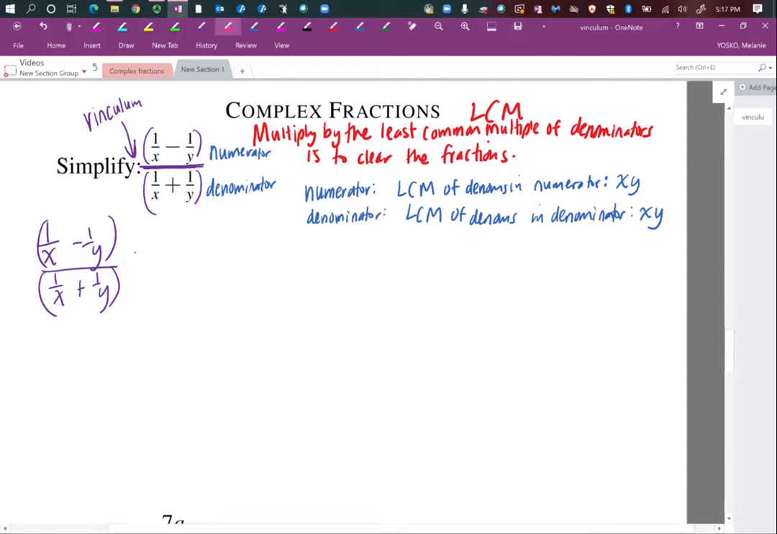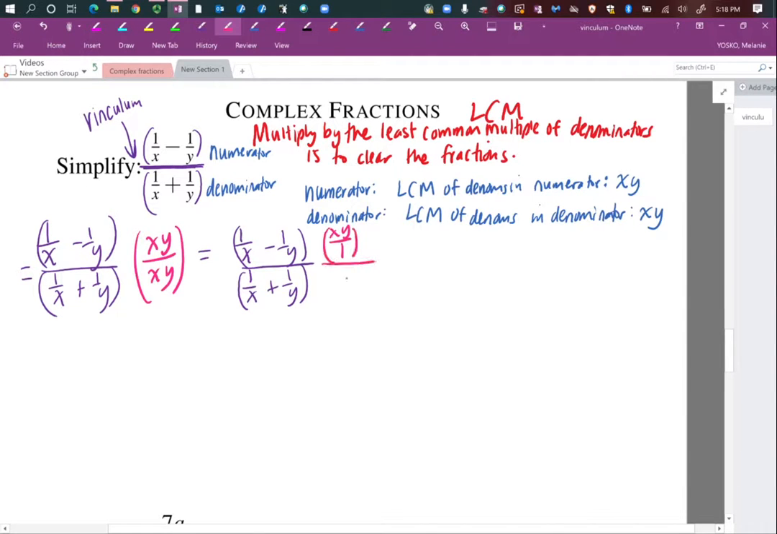So the least common multiple that we found was xy. So if we do xy over xy, yes, we're multiplying by the number 1. We haven't changed anything. Mathematically, our expression is still equal to the same thing. Okay, but it may be easier to visualize this if we write it a bit differently. We're still going to multiply by xy over xy, but let's write it as xy over 1 divided by xy over 1.